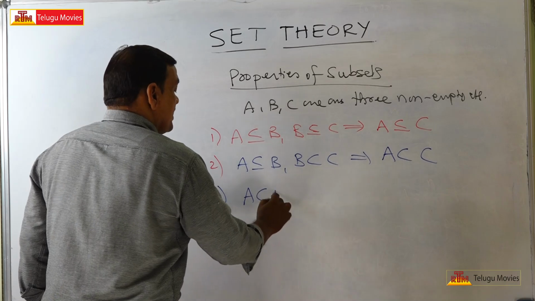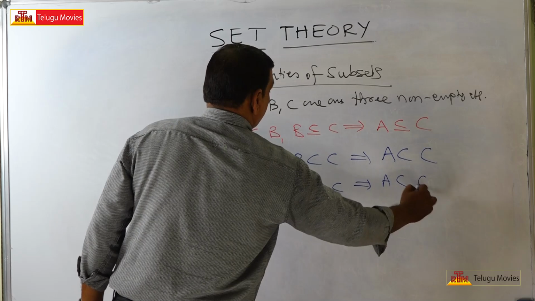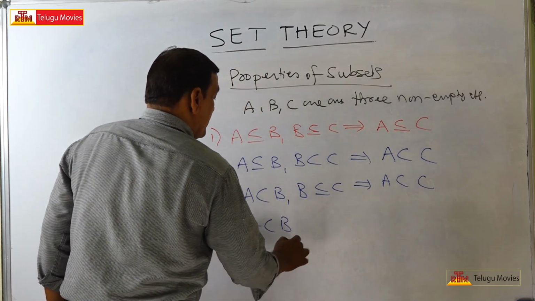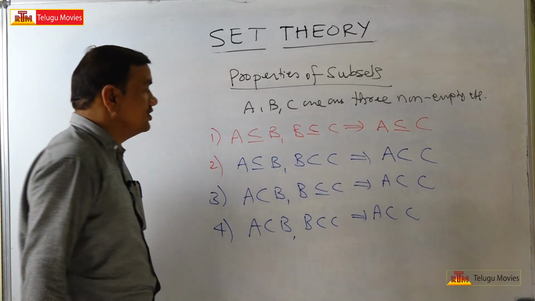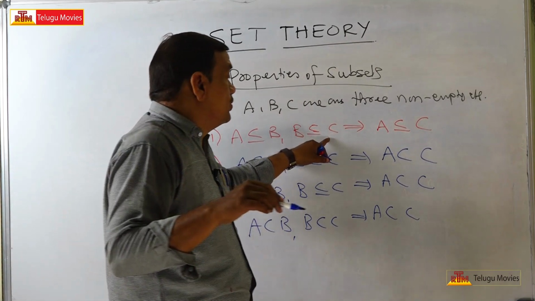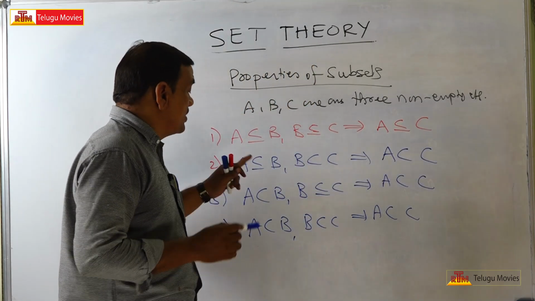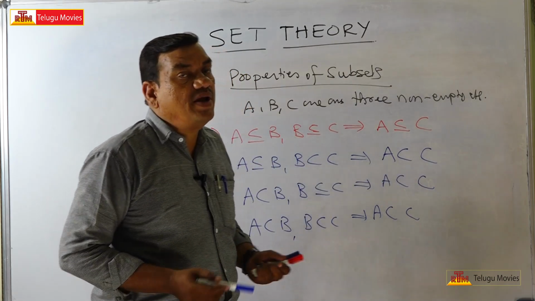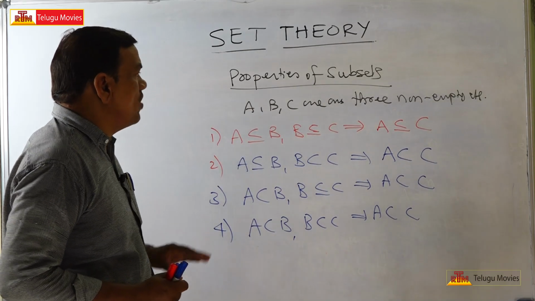Third property: A is a subset of B, B is a subset of or equal to C, then A is a subset of C. Fourth one: A is a subset of B and B is a subset of C, then A is a subset of C. So only when A is a subset of or equal to B and B is a subset of or equal to C, then A is a subset of or equal to C. In the remaining cases it is strictly a subset. It cannot be equal. So these are a few properties of subsets.